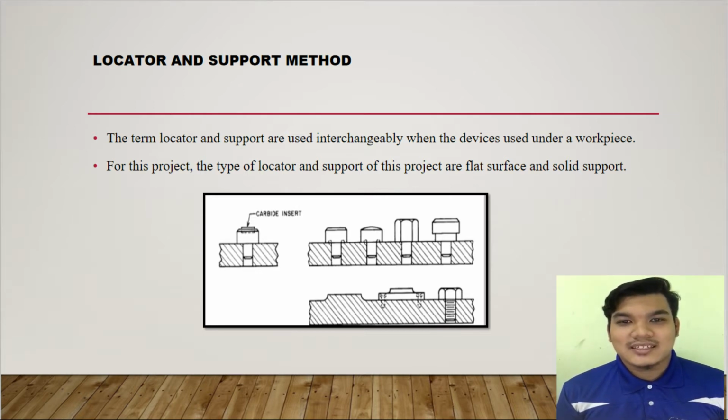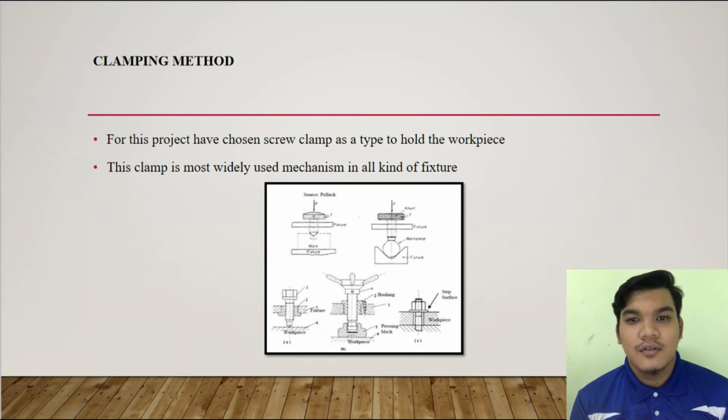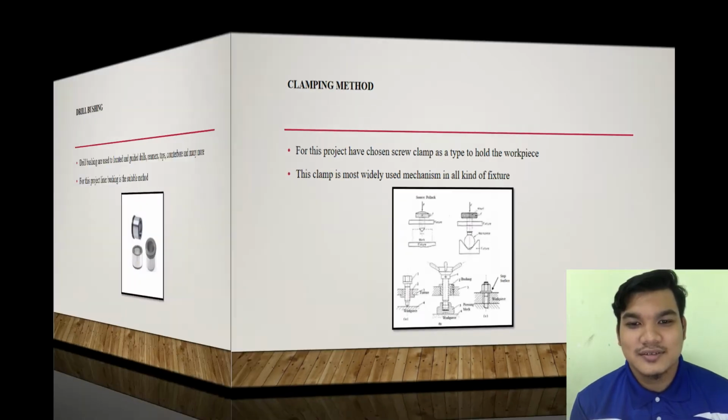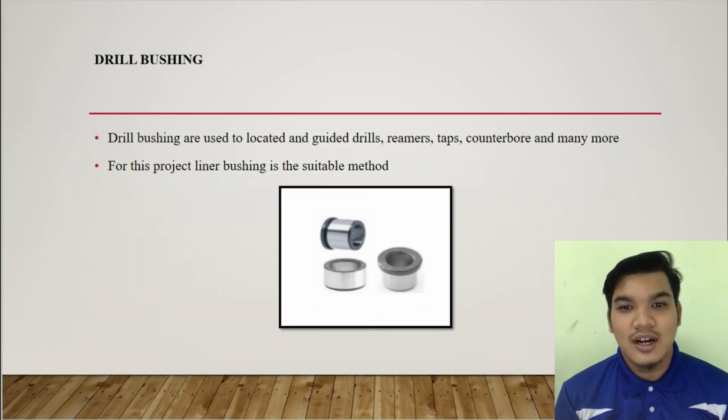The terms locator and support are used interchangeably when the device is used under a workpiece. Therefore, for this project, we're using flat surface and solid support. Next, for the clamping method, this project will use screw clamp to hold the workpiece because it's the most widely used mechanism in all kinds of fixture. Last but not least, drill bushings are used to locate and guide drills, reamers, taps, counterbore, and many more. For this project, we're using linear bushing because there is little chance of affecting the accuracy of the tool.